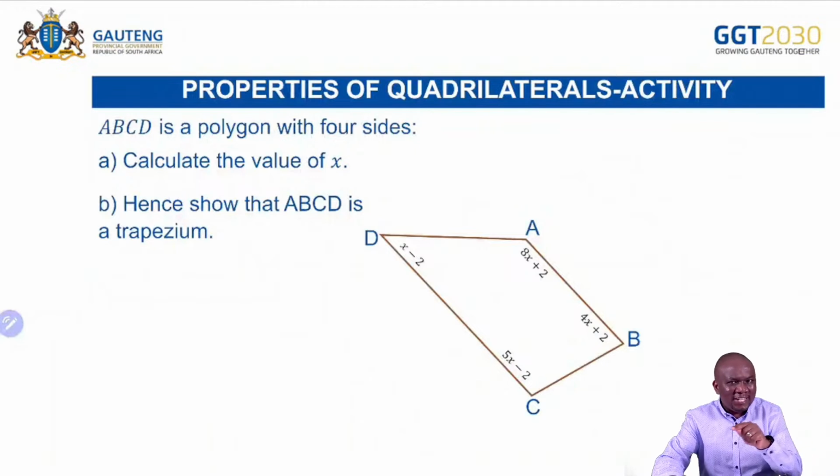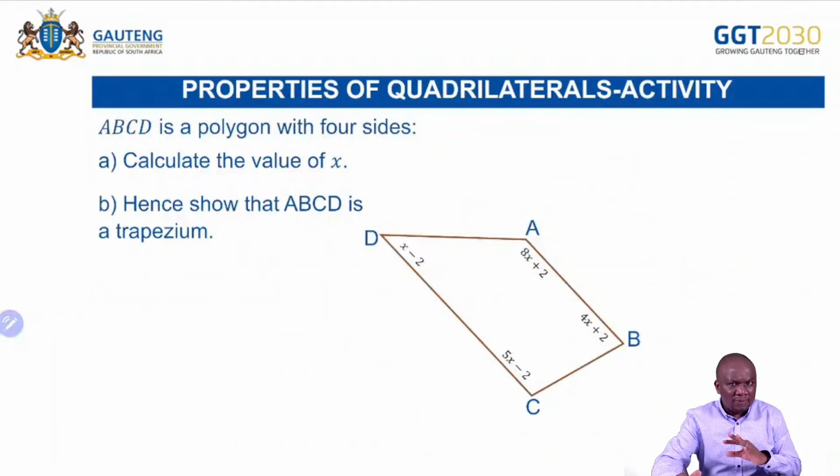If alternate angles are equal, then the sides are parallel. If corresponding angles are equal, then the sides are parallel. And if co-interior angles are supplementary, remember co-interior angles, if co-interior angles add up to 180 degrees, then the sides are parallel. So use any of those three to prove it. Hence, prove that ABCD is a trapezium.